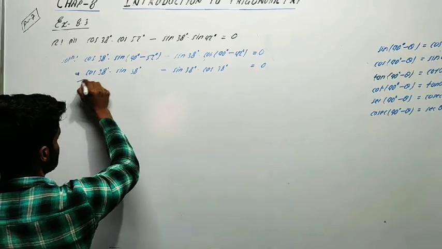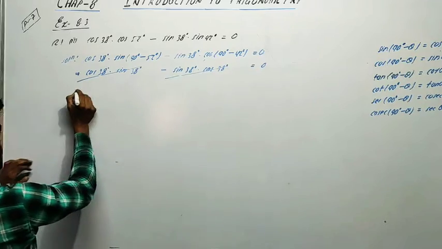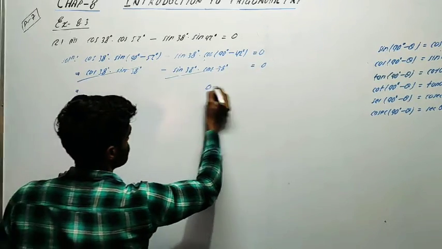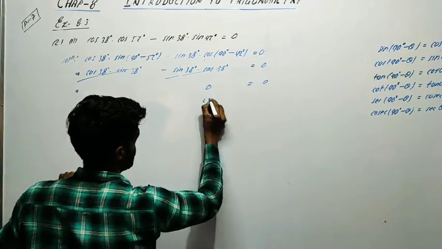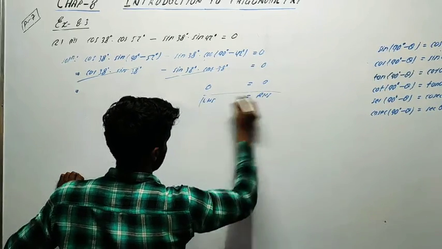Sin 38 into cos 38 degree cancel out by sin 38 into cos 38, and 0 is equals to 0. LHS is equals to RHS. Proved.